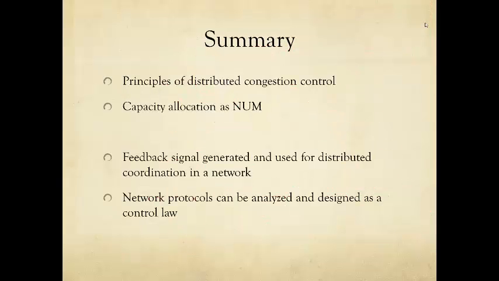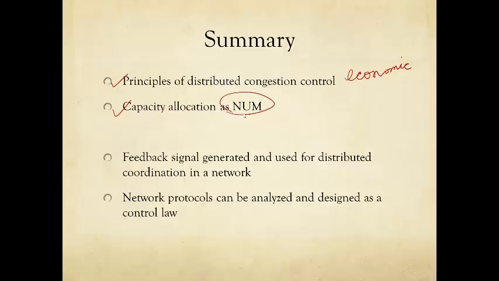So in summary, we have touched upon quite a few different corners today. We talked about the five principles of distributed congestion control. It is a networked version of the economics principle of demand supply regulation. We have also looked at the mechanics of some of the popular congestion control protocols in TCP. Then we looked at the mathematics of capacity allocation, formulated as an optimization problem and solved distributively.